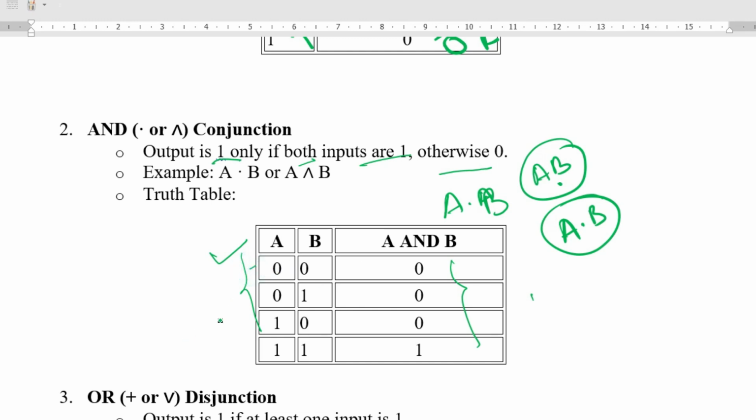Let's go through this truth table. For 2 inputs, we have 2 to the power 2, that is 4 possible combinations. First combination is 0 0, then 0 1, then 1 0, and at the end 1 1. When A is 0, B is 0, output will be 0. When A is 0, B is 1, A and B will be 0. If A is 1 and B is 0, then A and B will be 0. If both the inputs are high, A equals 1, B equals 1, then A and B will be 1, or high.